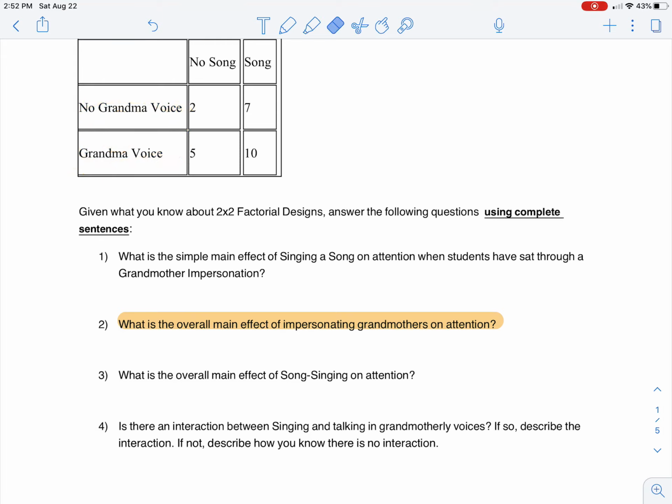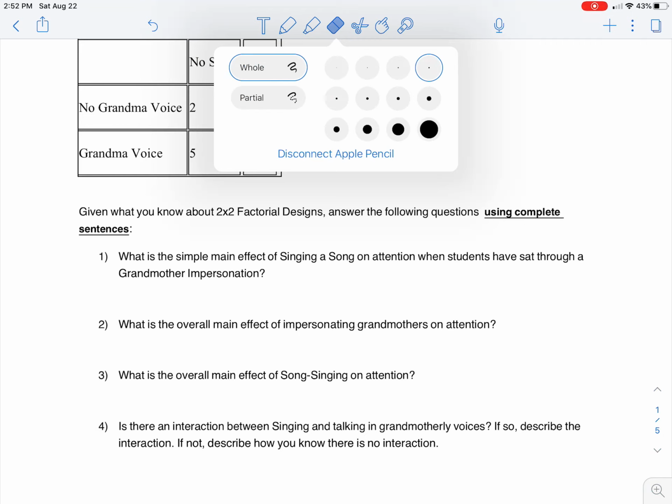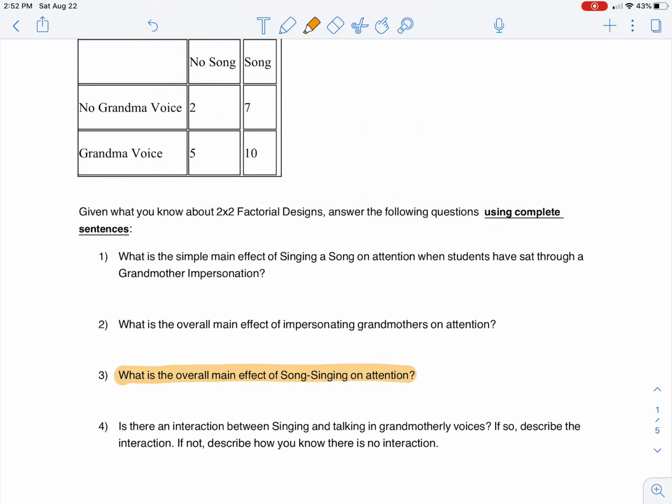Next, you're going to answer the question, what is the overall main effect of song singing on attention? So what we want to know is, what happens when people go from singing no song to singing a song on average. So when we average across, for instance, the no grammar and grammar voice conditions, and we average across these two conditions in the song singing condition, how does it differ when you sing no song versus singing a song? So moving from one to the other. Okay, so I want you to try to describe this in a sentence, and we'll go over these in class.